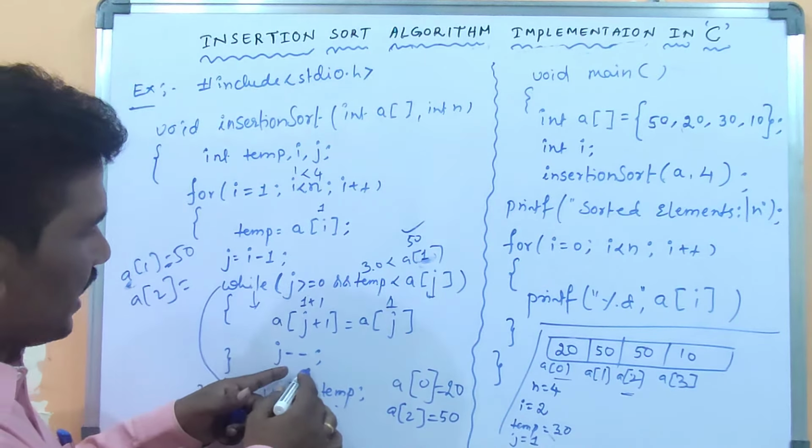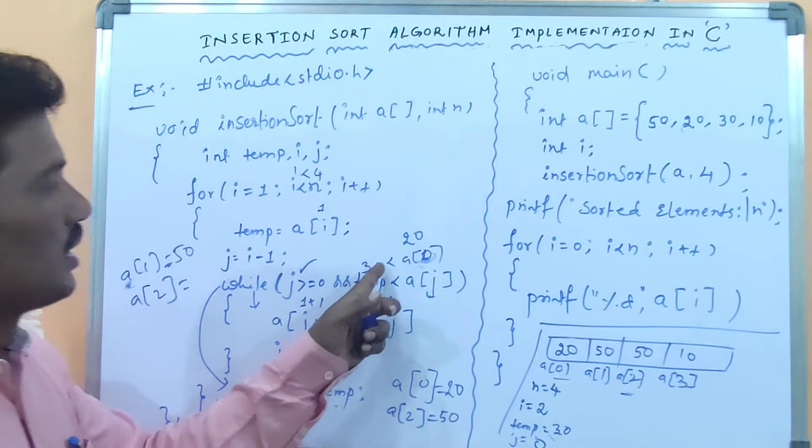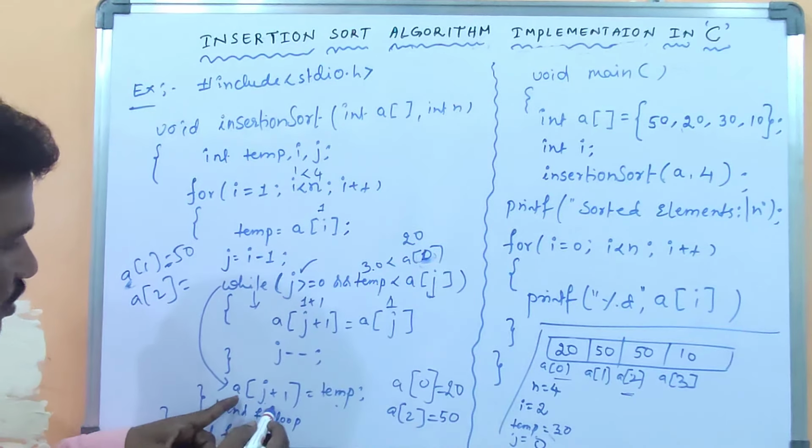Then the condition is true, then we check it once. The temp equal 50, A of 0. What is the value? A of 0 is 20. Then again it should be compared with 20. 30 less than 20, condition returns false. The condition returns false, then comes to here.